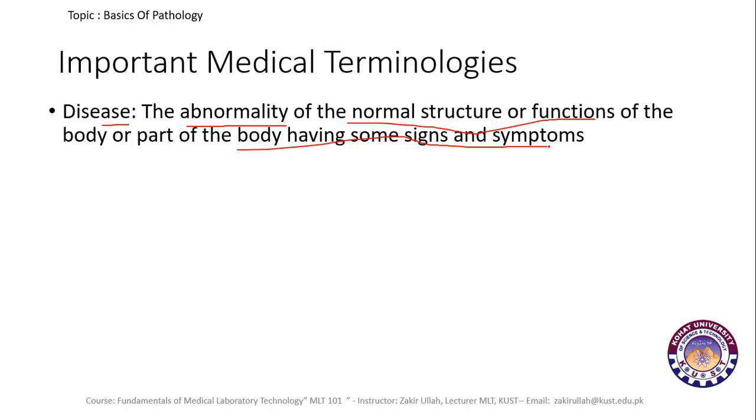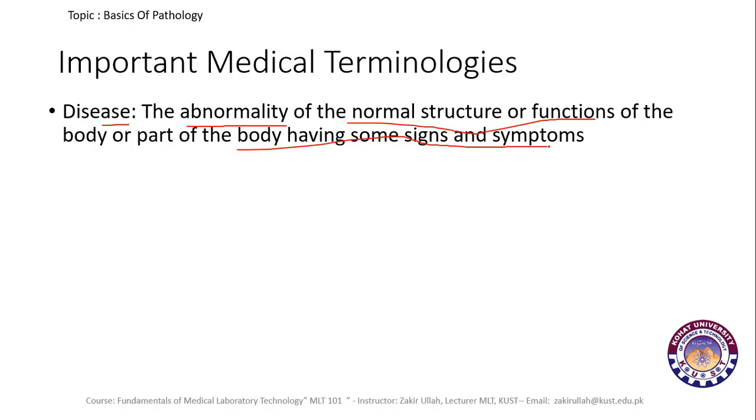So, the structure or functions of the blood are abnormal, and the structure of the liver is also slightly abnormal, and due to the abnormal structure and functions of the blood and the liver, certain signs and symptoms appear, and this condition is called disease.